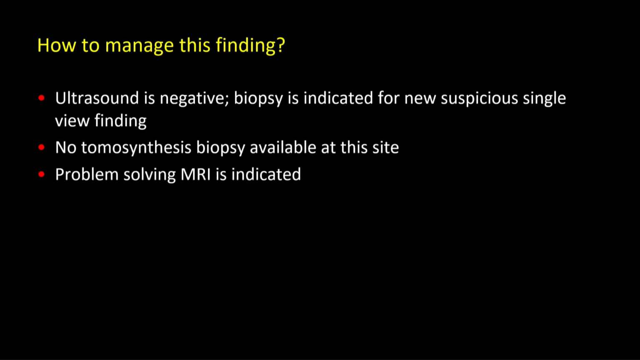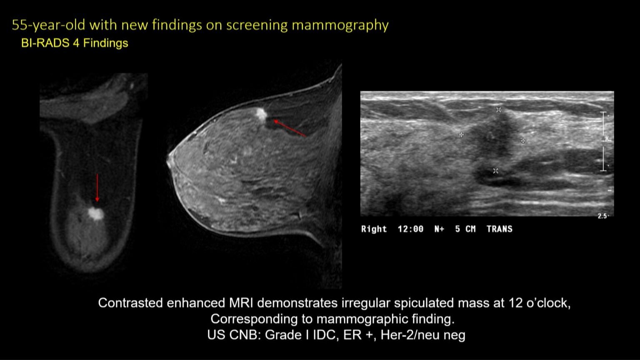No tomosynthesis biopsy capabilities were available at this site, so problem-solving MRI is indicated. You can see here on the axial and sagittal views, you have an irregular, homogeneously enhancing mass at 12 o'clock corresponding to the mammographic finding. And on ultrasound, you have an irregular hypoechoic spiculated solid mass. Ultrasound-guided biopsy was performed. This is a grade 1 invasive ductal carcinoma.